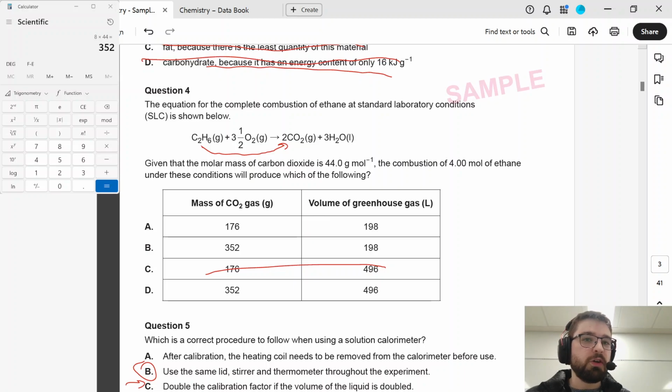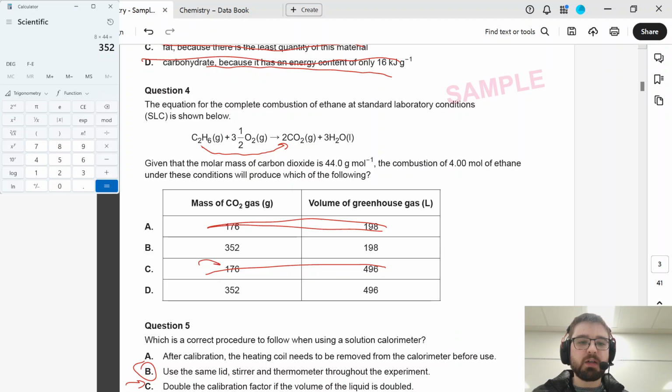So again, another thing, if you've got time, look at the other answers. If you can figure out why someone might pick the other answer, then that makes you more confident that you got it right. If you didn't multiply the mole by 2, you would get 176. So that's where the 176 came from. And I'll make a bet that the 198 here is going to be if you just do carbon dioxide, and the 496 is if you include water as well. Let's see how we go.